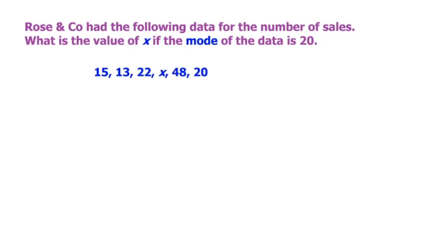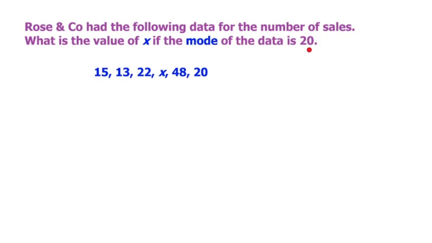In this lesson, we're going to calculate the mode of a data set. So if we have a problem like this that says Rose and Company had the following data for the number of sales, what is the value of X if the mode of the data is 20? So this problem is telling you what the mode is already. It's telling you the mode is 20.